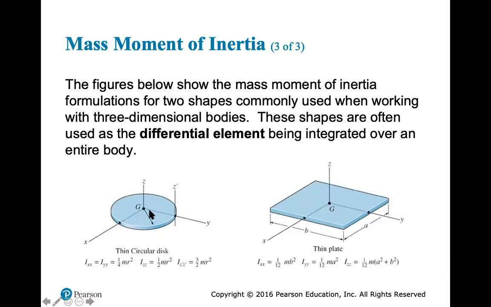The moment of inertia about this point here, along the x-axis, or along the y-axis, is actually 1/4 mr squared. And the moment of inertia, this is kind of an unusual one, about the axis parallel to the z-axis but passing through the rim of the disk, is 3/2 mr squared.